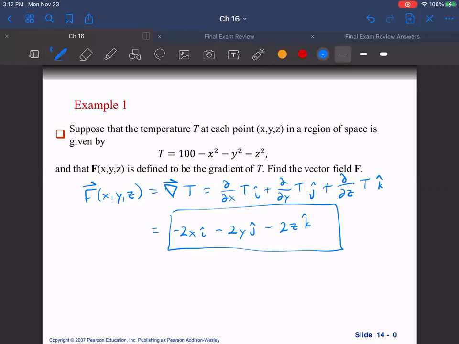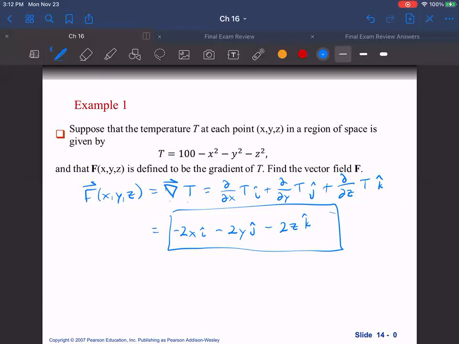So essentially we're going to take the gradient of T, which means we're going to take the partial derivative of T with respect to x. That's our i component. Partial derivative with respect to y, that's our j component. And with respect to z, that's our k component. And then that's it right there.